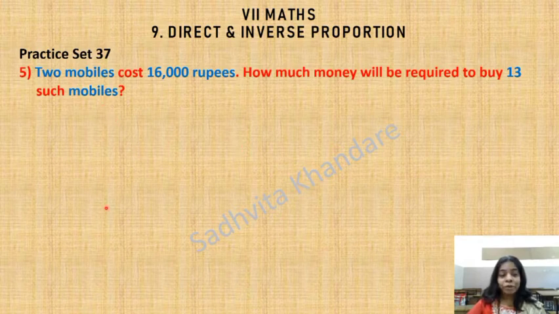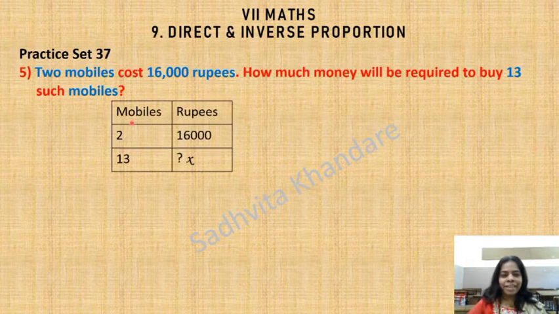Before that, we are going to make that table, children, that square table. What will be our heading? Mobiles and rupees, those will be our two headings. You can write cost, you can write phone, that is also perfectly fine. So, children, we have taken this heading. 2 mobiles, 16,000 rupees, and 13 mobiles, question mark. We have to find its value.